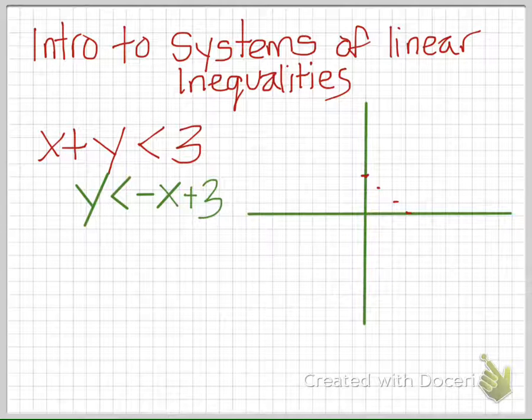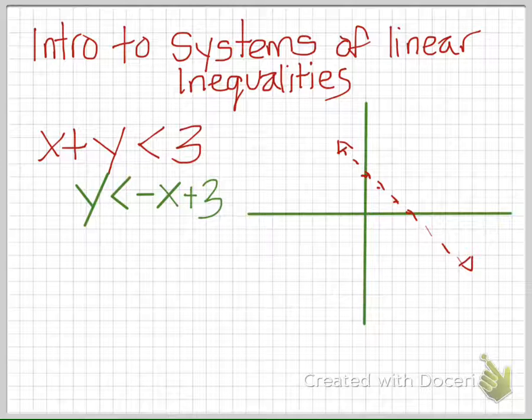Now, the big difference between an equal sign and an inequality is that it's y is less than negative x plus 3, not equal to. So am I going to use a solid line or a dashed line? It's going to be dashed. When would I use a solid line with an inequality? Tiaja? If it was less than or equal to. If it's less than or equal to. In this case, it's just less than. So I'm going to go ahead and sketch a dashed line with arrowheads on it.